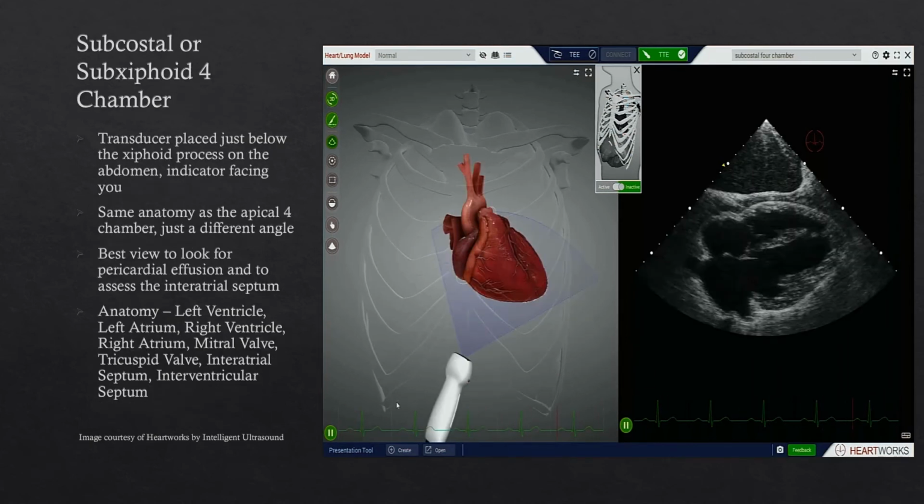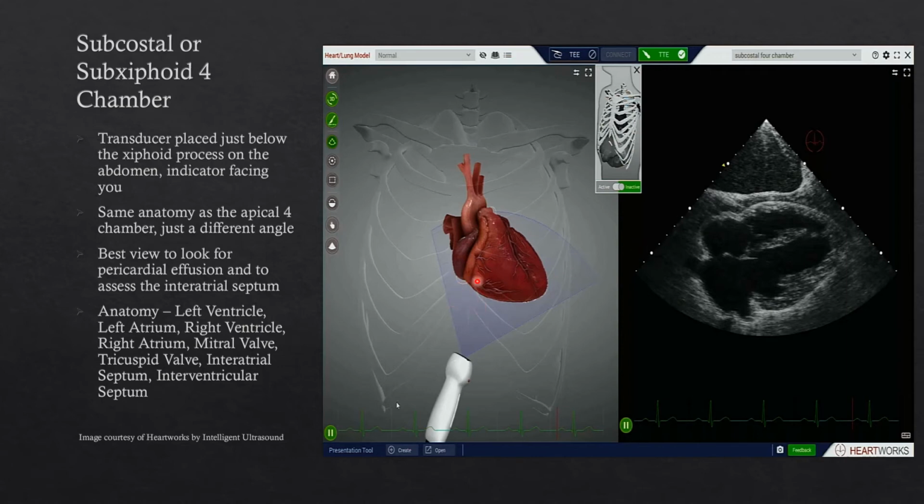Okay, so that covers all of our parasternal windows, all of our apical windows. Now we're going to talk about our subcostal or subxiphoid windows. You'll hear that termed either way. Both is perfectly correct. Usually we call them subcostal windows, but you may hear it referred to as subxiphoid. And it's simply because that's what we're doing. We're coming right down below.